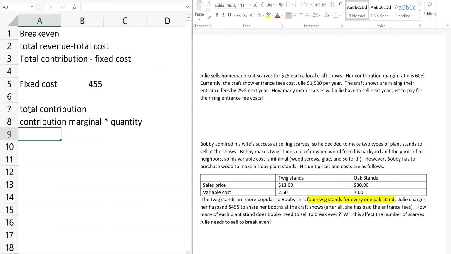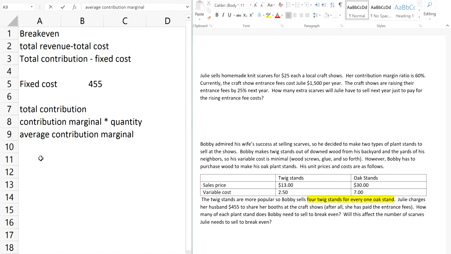Now we have the sales price and the variable cost, but the problem is we have two different items over here, the wicker stand and the oak stand. So to do this problem, we need to find out what our average contribution margin is. Now remember this highlighted section we had earlier? This will come very handy. This states that we sell 4 wicker stands for every 1 oak stand. So the ratio is 4:1.